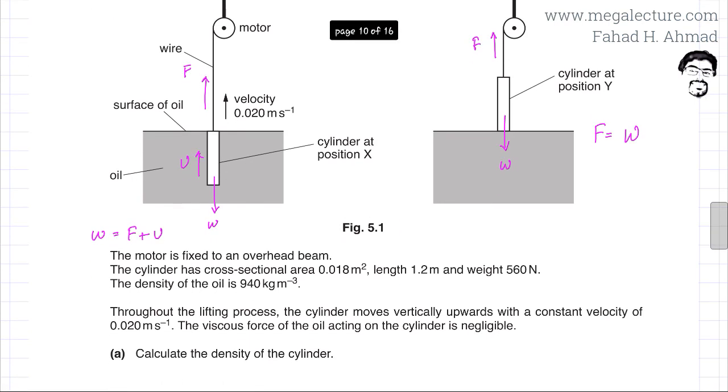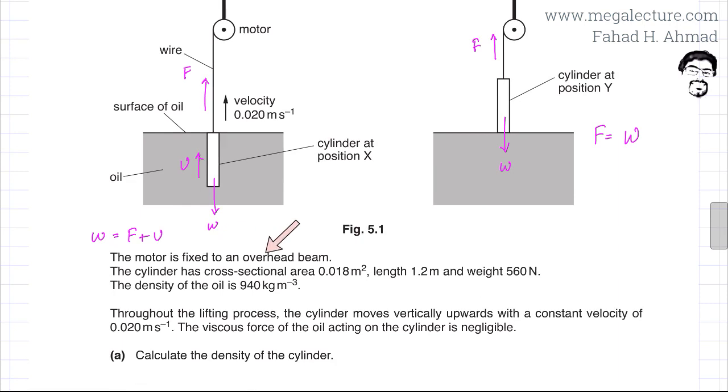If you read the next part of the question, the motor is fixed to an overhead beam. The cylinder has a cross-sectional area of 0.18 meters squared, length is 1.2 meters and weight is 560 newtons. So a lot of information is provided in this part. The weight is given as 560 newtons, so we know the downward force that's acting. The length and the cross-sectional area of the cylinder are given.